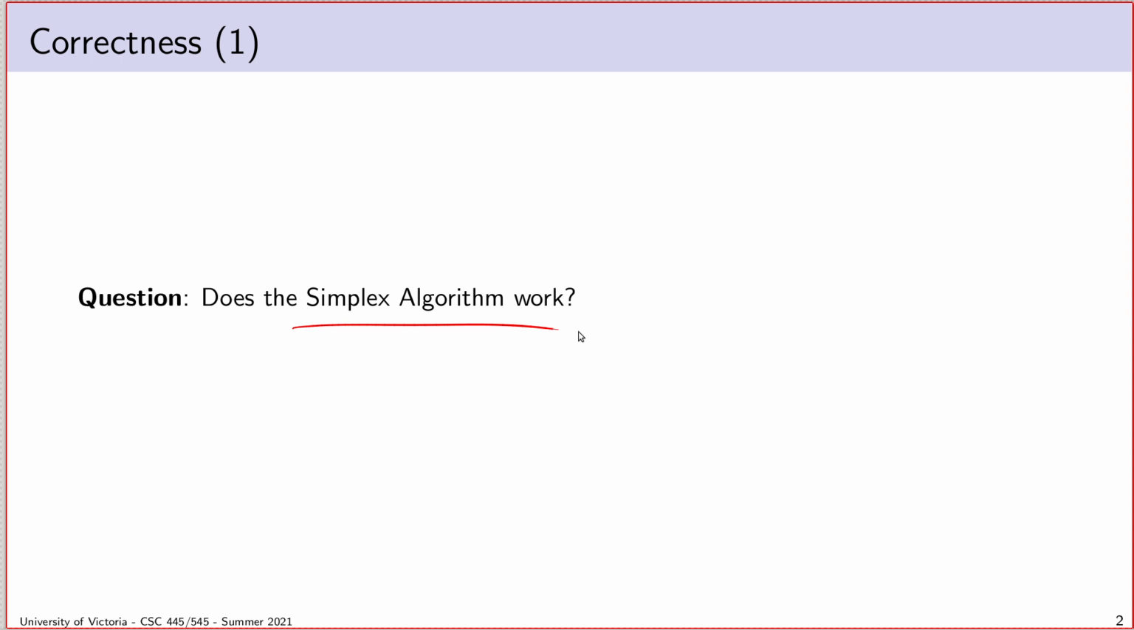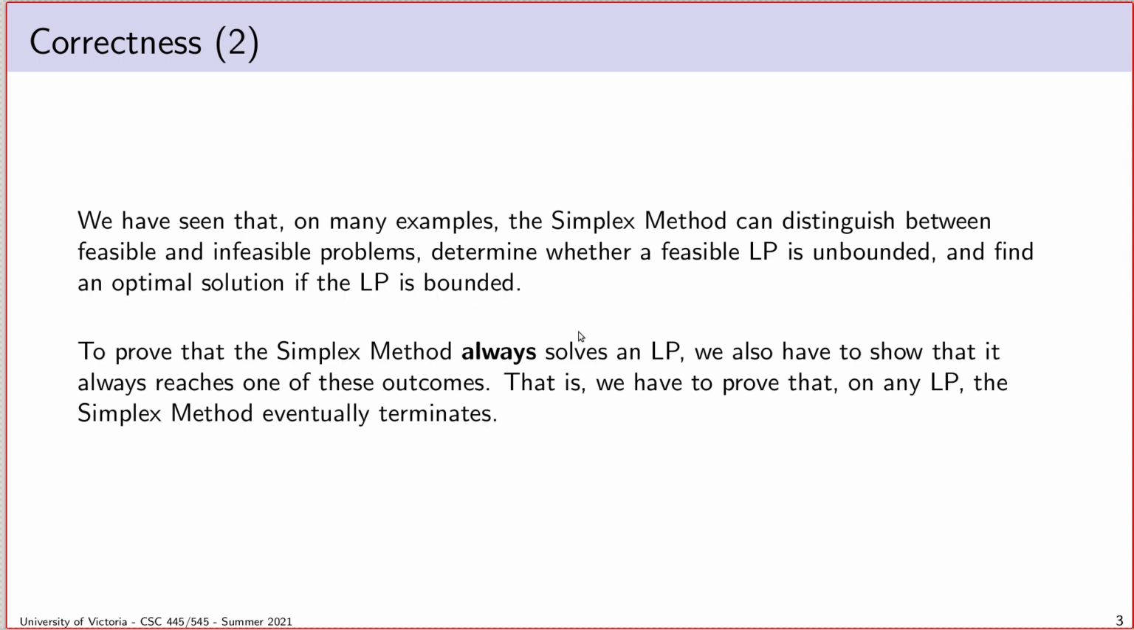So it's one thing to say, if it reaches that point, it's found an optimal solution, but how do we know we'll always reach one of those terminal points where we can tell that it's unbounded, or we can tell there's an optimal solution? So basically all we've really seen so far is that, on all of the examples we try, the simplex method can figure out whether the problem is infeasible or feasible.